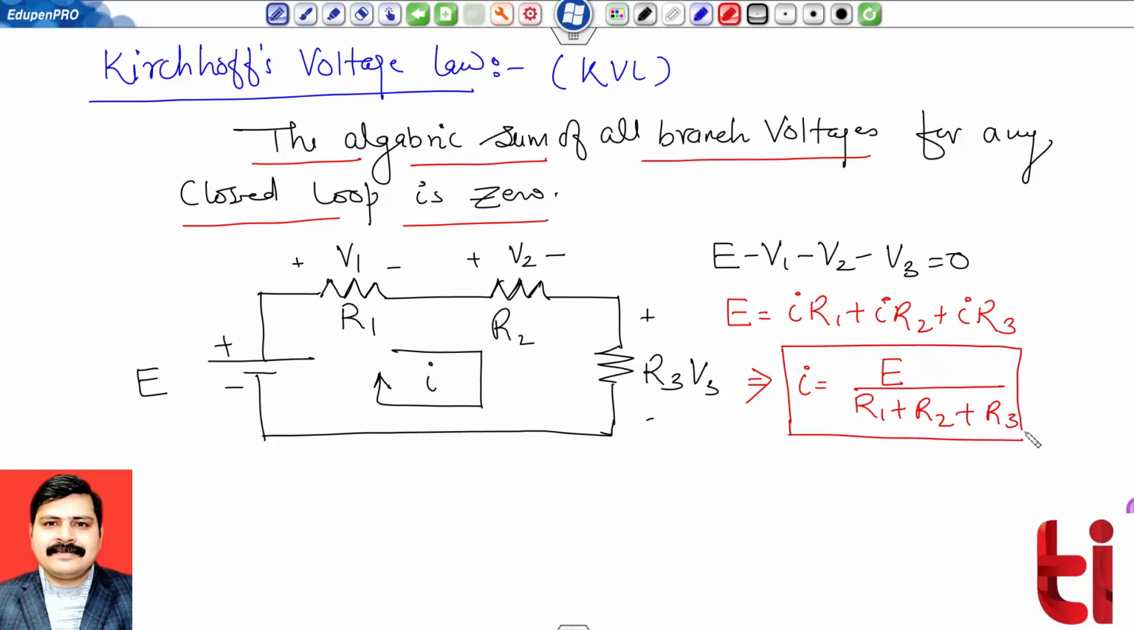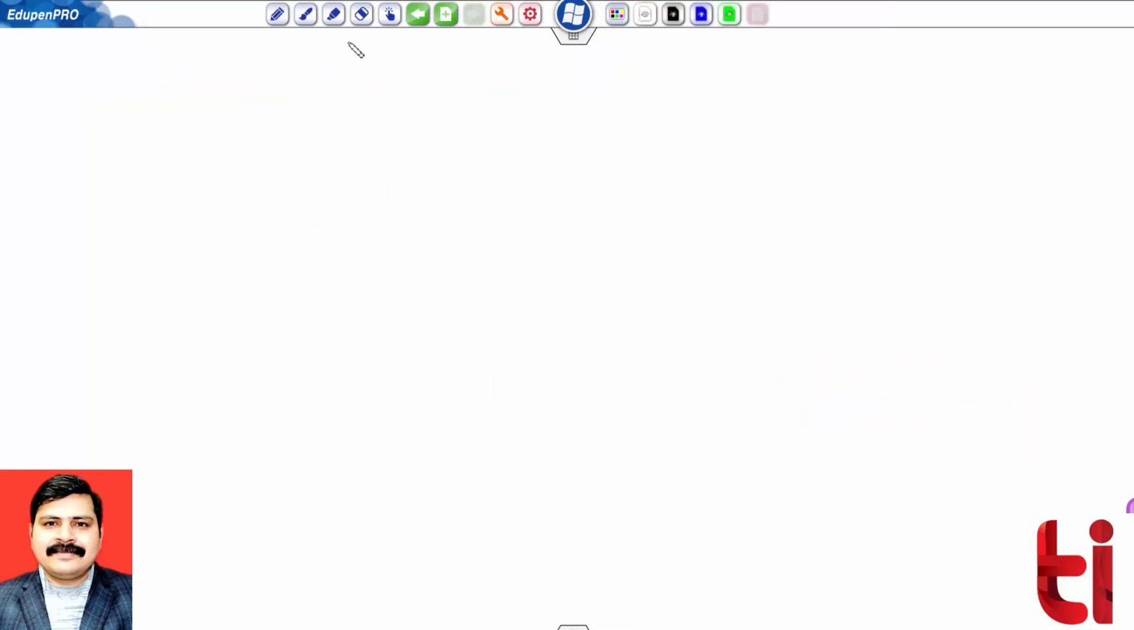So this KVL is very important, and we will use it later on in this course. Okay, so this is the basic of KVL. The algebraic summation of all branch voltages in a closed loop will be equal to 0. That means the summation of all energy supplied will be equal to the energy consumed across the various components. Now let's see the second Kirchhoff's law, which is Kirchhoff's current law.